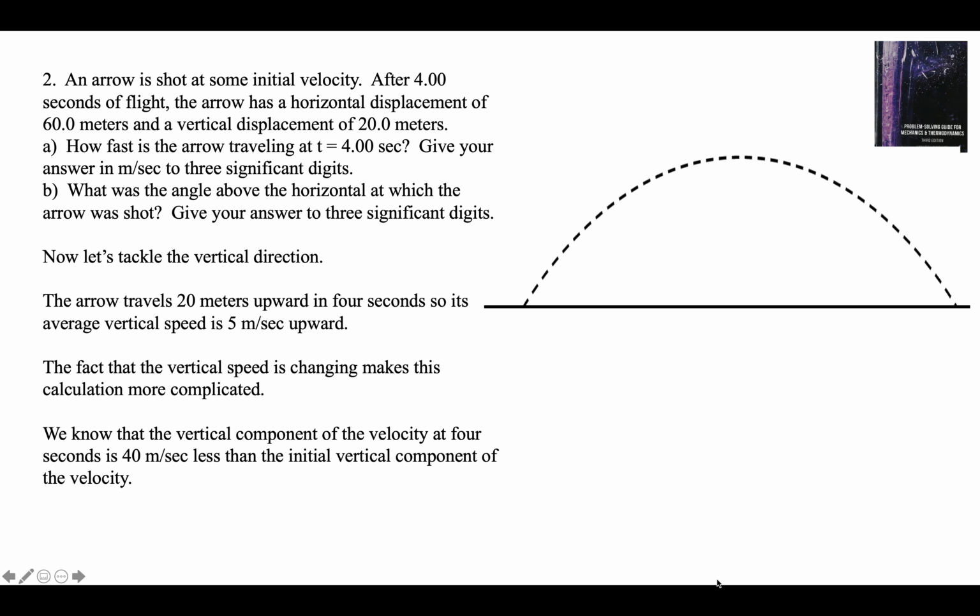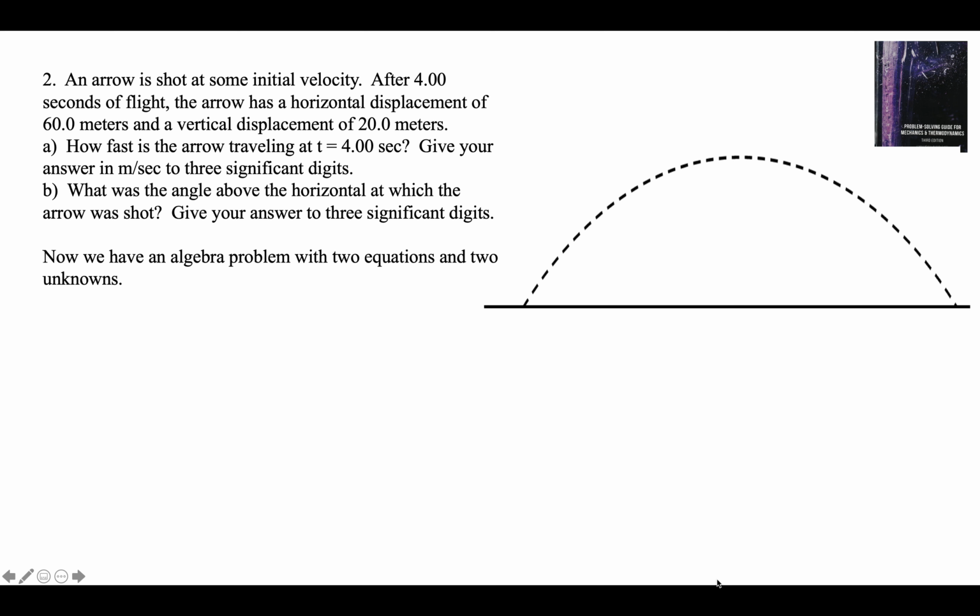We know that the vertical component of the velocity at 4 seconds is 40 meters per second less than the initial vertical component because gravity took away 10 meters per second 4 times. If we shot it up at 60 meters per second, it would be going 20 meters per second up after 4 seconds. If we shoot it up at 10 meters per second, it's going down with 30 meters per second after 4 seconds.